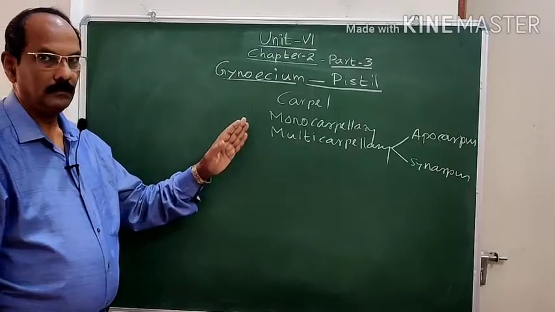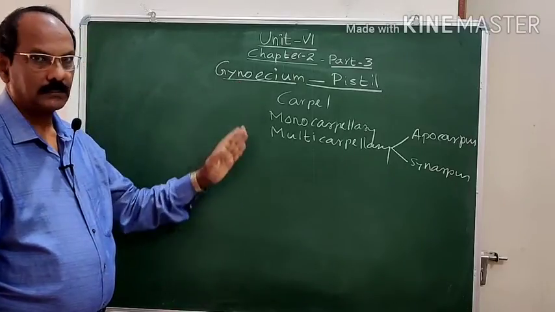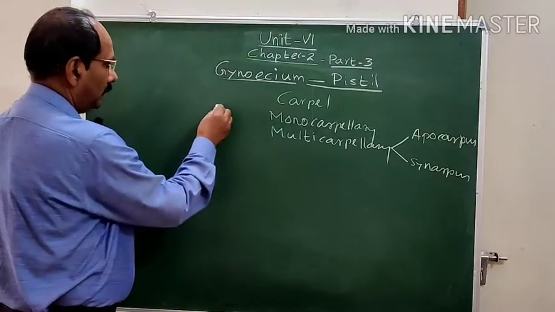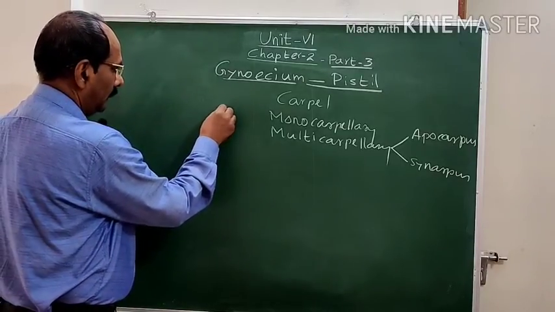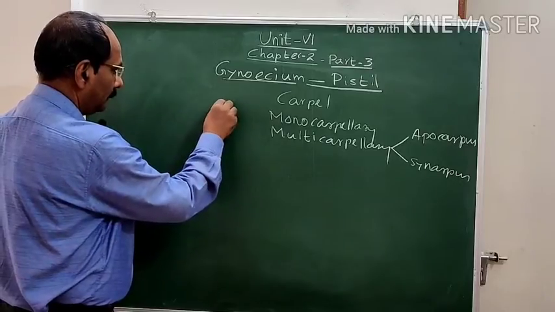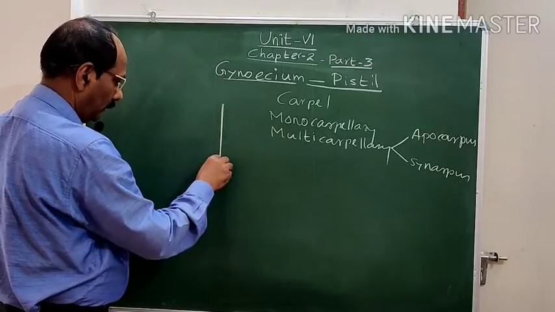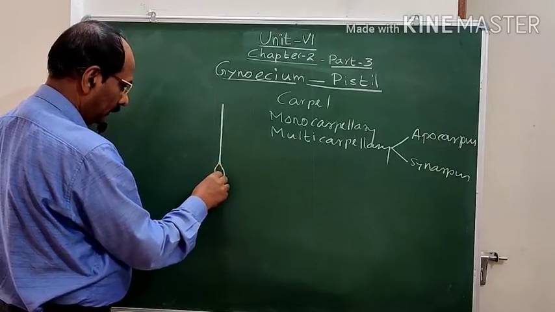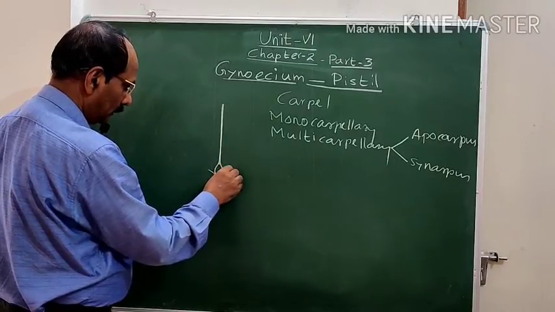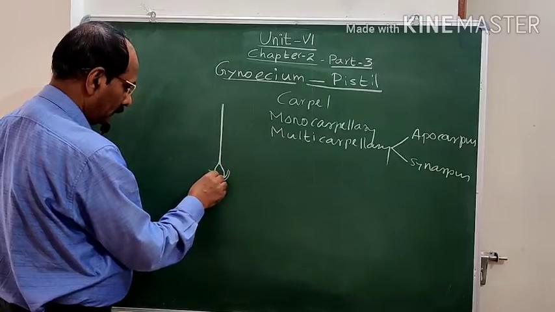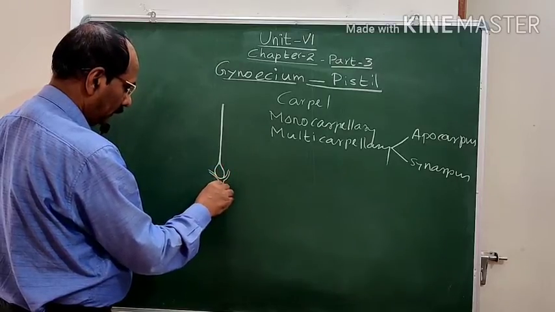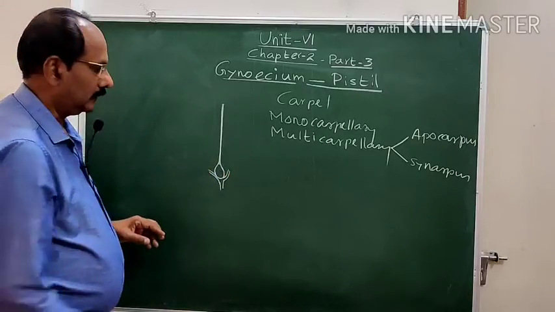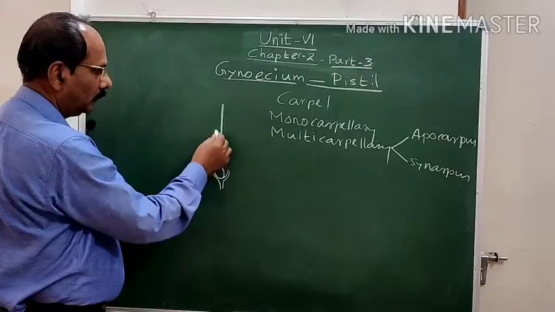Before that, we will study the different parts of a typical flower. A typical carpel or pistil has a style. This is the style, followed by an ovary. So this is the ovary. The ovary is attached to the thalamus. So this is the thalamus, on the stalk, the pedicel. On the thalamus, the carpel is attached.